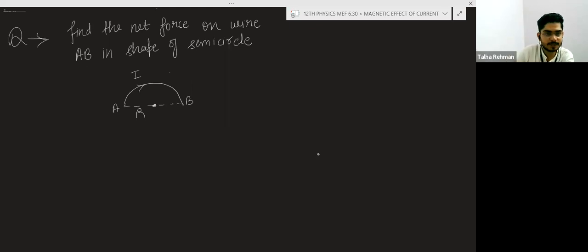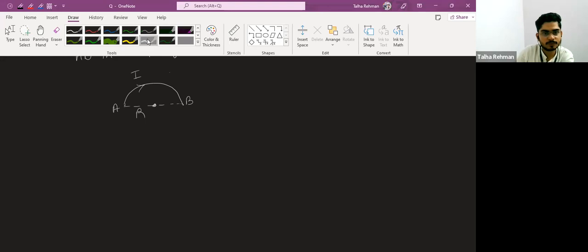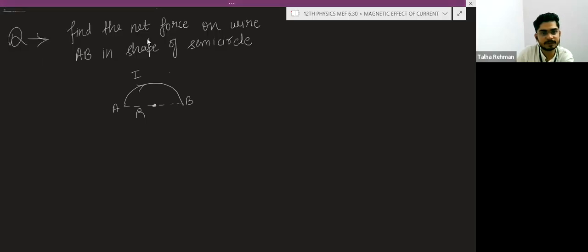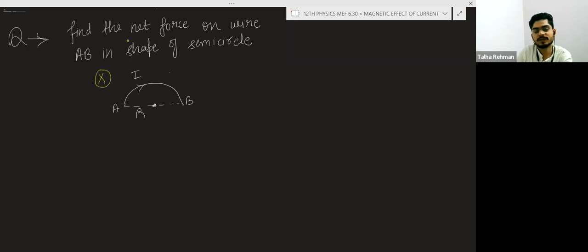So in the last class, I told you one formula, the force on a current carrying wire in a magnetic field. And this wire is in the magnetic field, and that magnetic field is in the inward direction. This is your magnetic field in the inward direction. So the force on a current carrying wire is given by force equals current in the wire, L cross B.